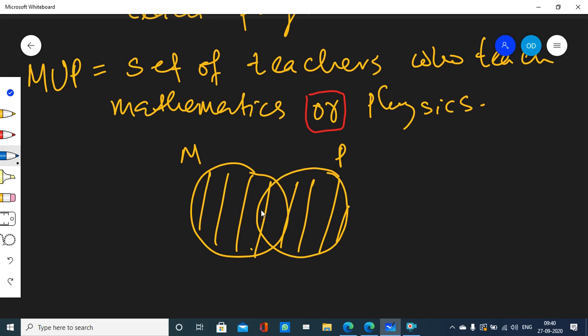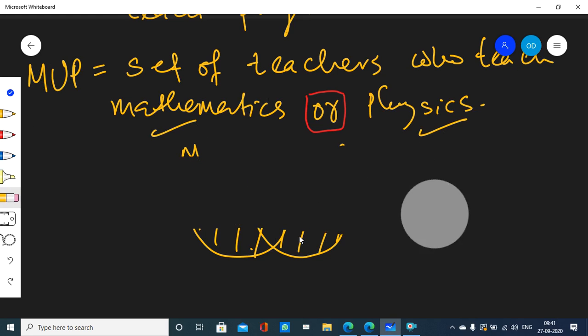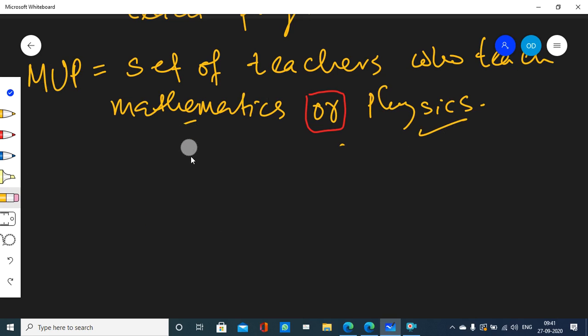M union P carries all those teachers who teach either mathematics or physics. Not necessarily do they have to teach both. They can teach mathematics, physics, or both. So this teacher teaches only mathematics, this teacher only teaches physics, this teacher teaches both. So the set of teachers who teach mathematics or physics belongs to M union P. Clear? You will not forget ever? Okay, very good.